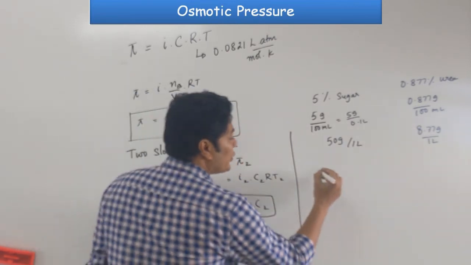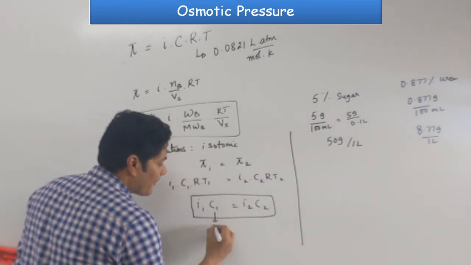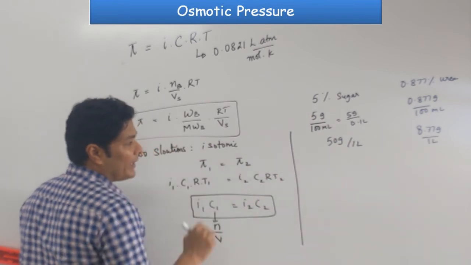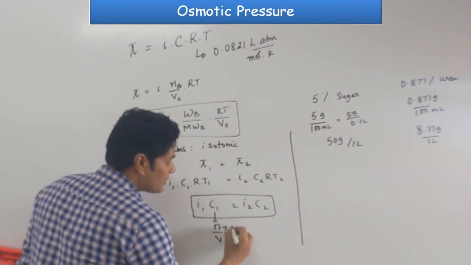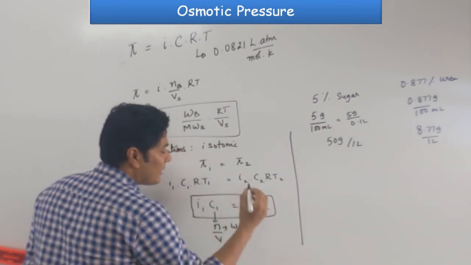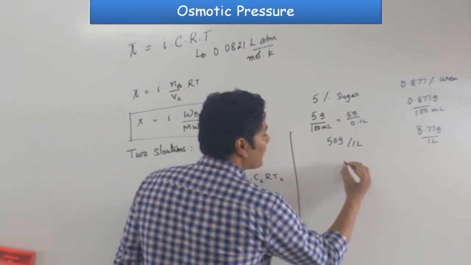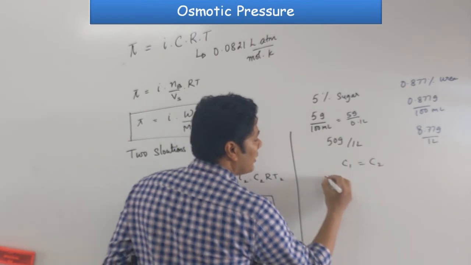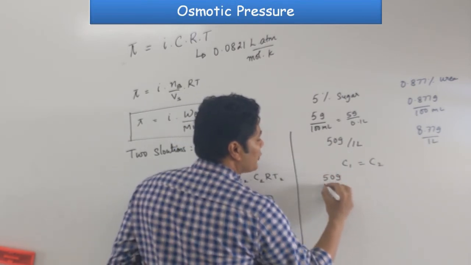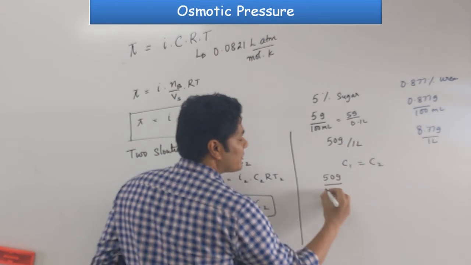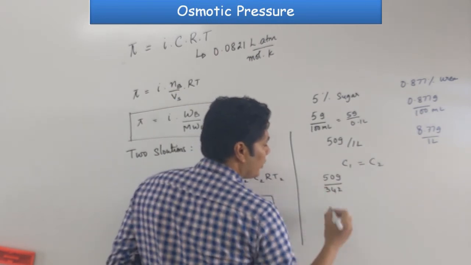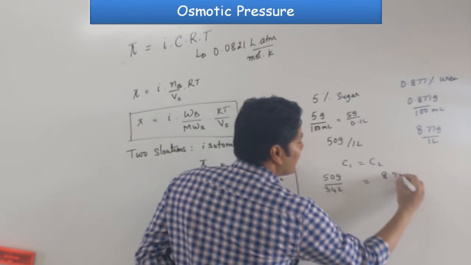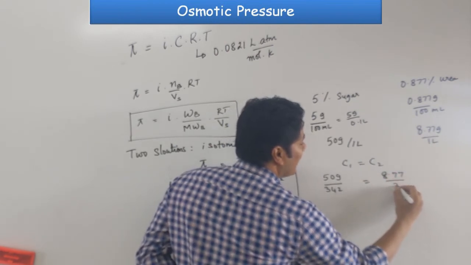Now, concentration is moles over volume. I have weight, so I have to convert. Moles is nothing but mass over molar mass. So, I have C1 equals C2. C1 here is 50 grams of cane sugar divided by the molecular mass of cane sugar, 342. That equals 8.77 divided by X.